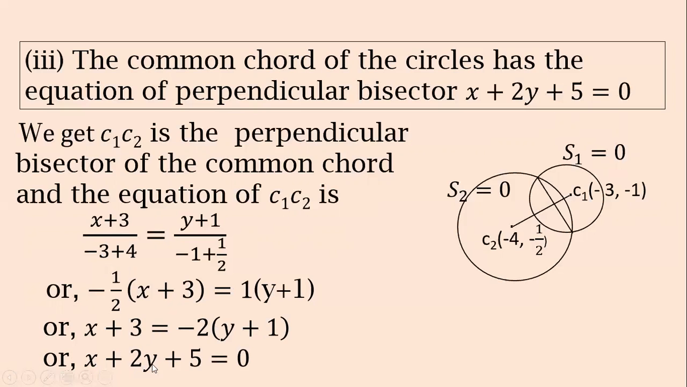So we see x plus 2y plus 5 is the perpendicular bisector of the common chord. That is the equation of C1, C2. So option 3 is also correct.